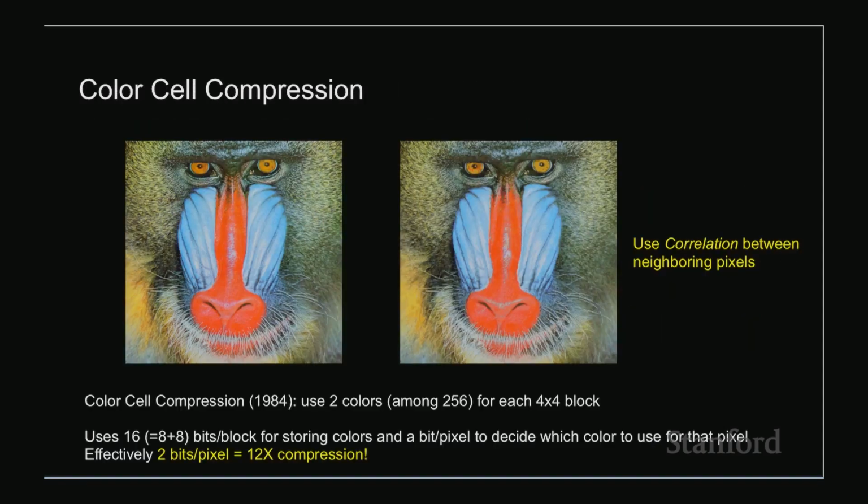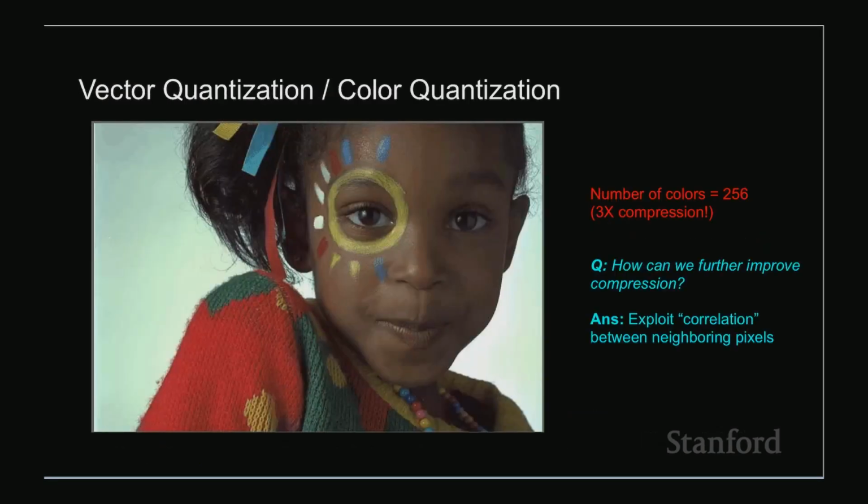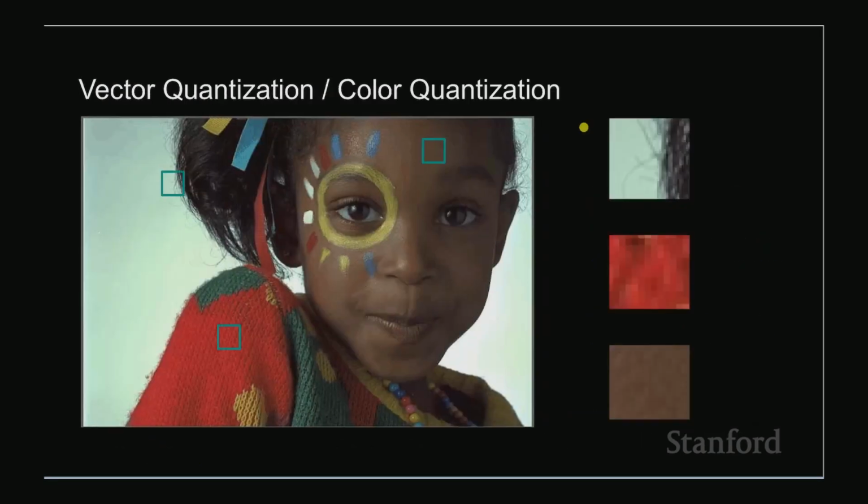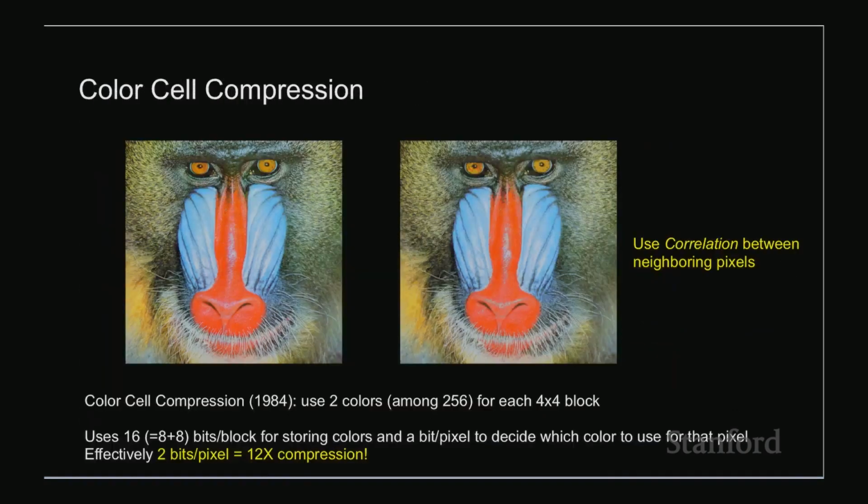And this is an example. This is called color cell compression. It's a technique which, again, like all of these, is a really old method. This one is from 1984. What people did was they said, okay, we'll take a 4x4 block, and we'll represent each of these 4x4 blocks by 2 colors.